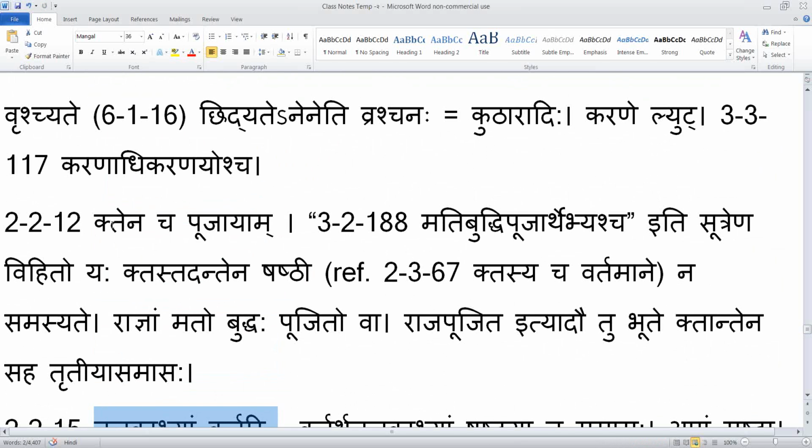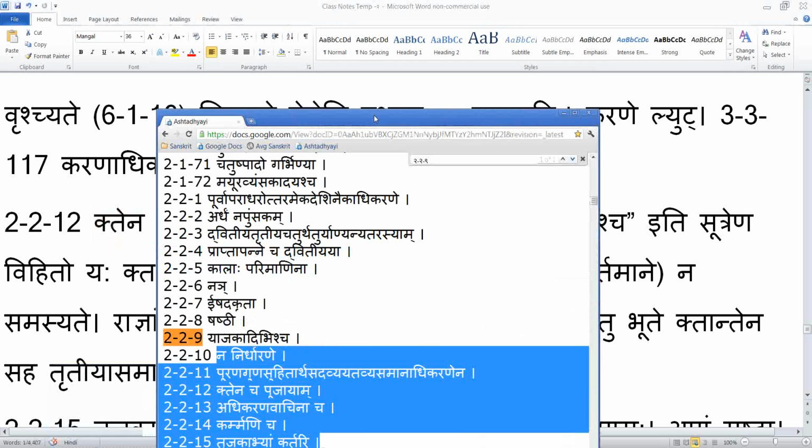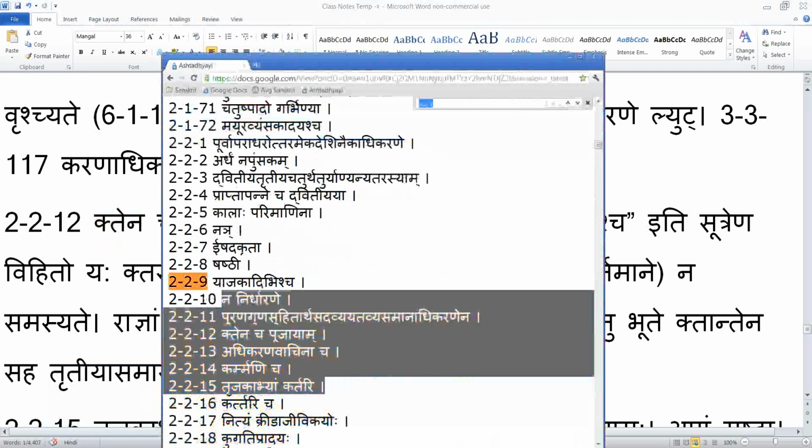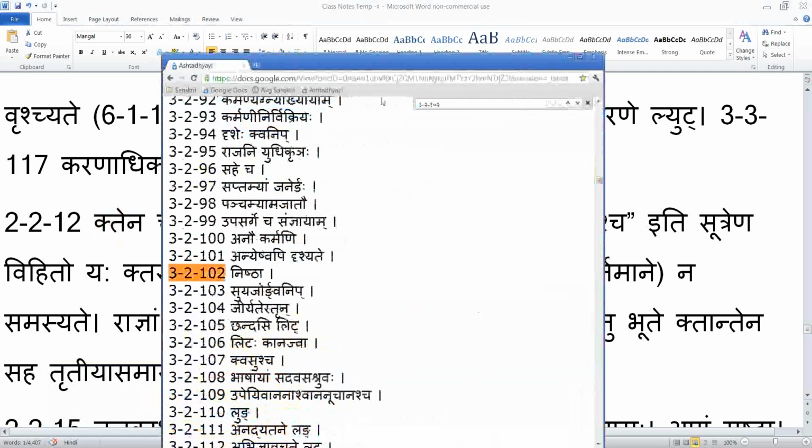Kta pratyaya is used vartamane. Normally kta pratyaya is used according to the sutram 3-2-102, which says nishtha. And that nishtha sutram comes in the section on bhute, in the bhute adhikaraha. So that should be used only in the past. But sometimes this kta pratyaya is used vartamane.